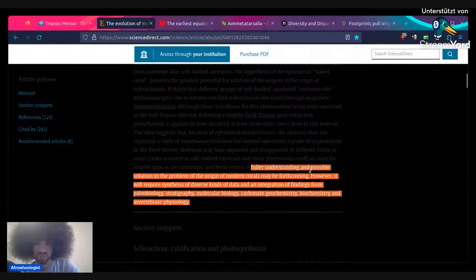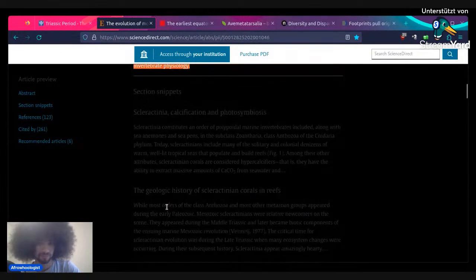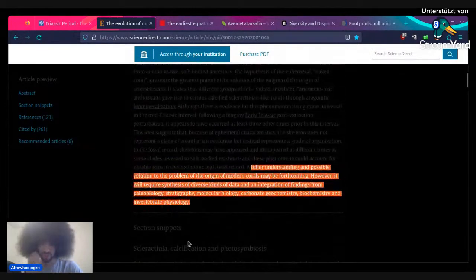"Fuller understanding a possible solution to the problem, the origin of corals, may be forthcoming. However, it will require synthesis of diverse kinds of data and integration of findings from paleobiology, stratigraphy, molecular biology, carbonate geochemistry, biochemistry." They just need proof. What they're looking for is proof. Source. You know, like the old adage of "source, please." Can I get a source, please?